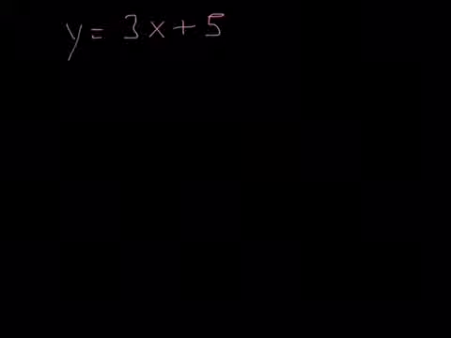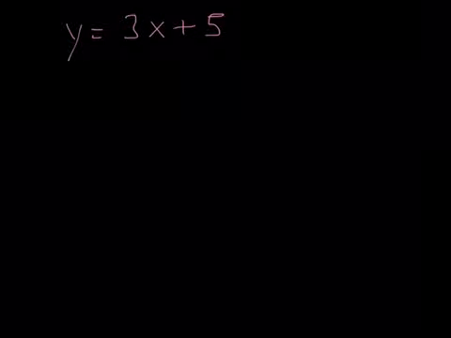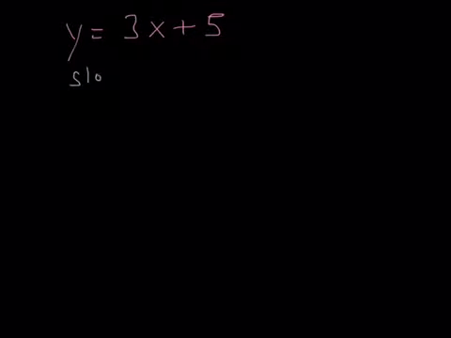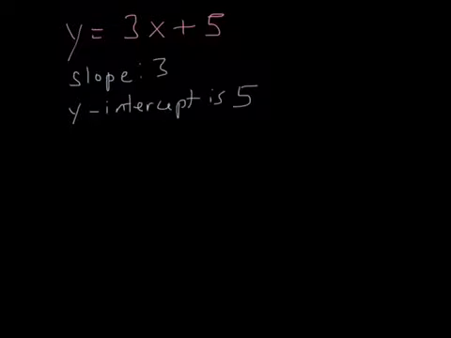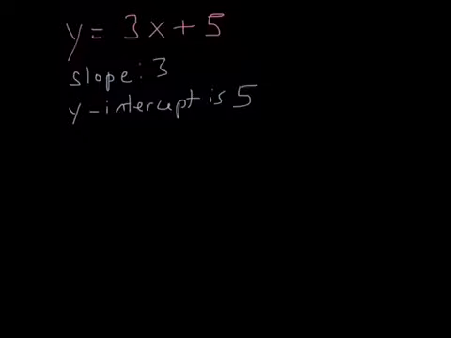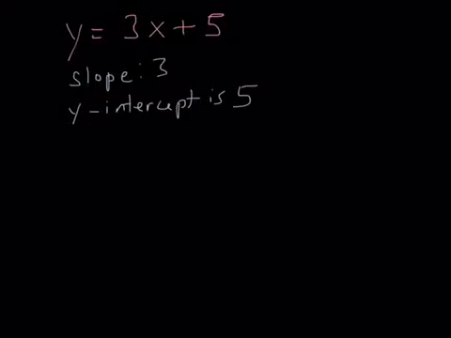Let's start by looking at the equation y equals 3x plus 5. Since this equation is solved for y, it's considered to be in slope-intercept form. So straight from looking at this equation, we could see that our slope is 3 and our y-intercept is 5. So when we graph this line, we should be crossing through the y-axis at 5 with a steepness of positive 3. Let's see what this looks like.